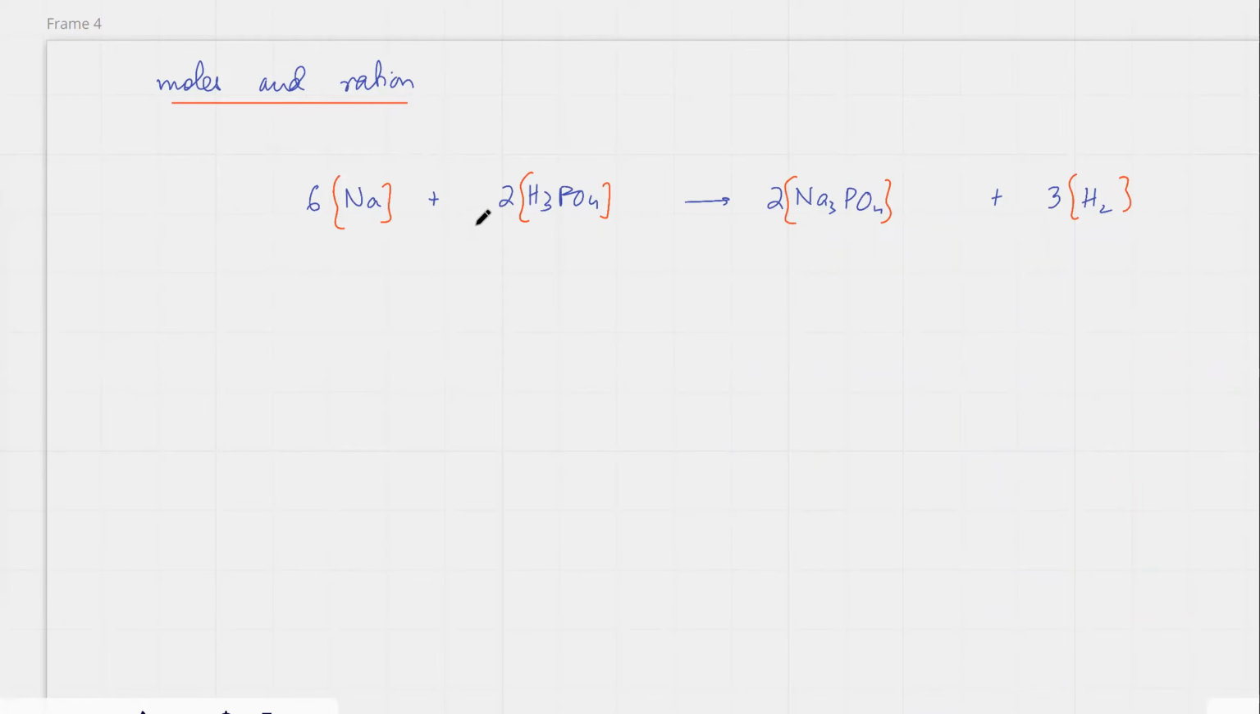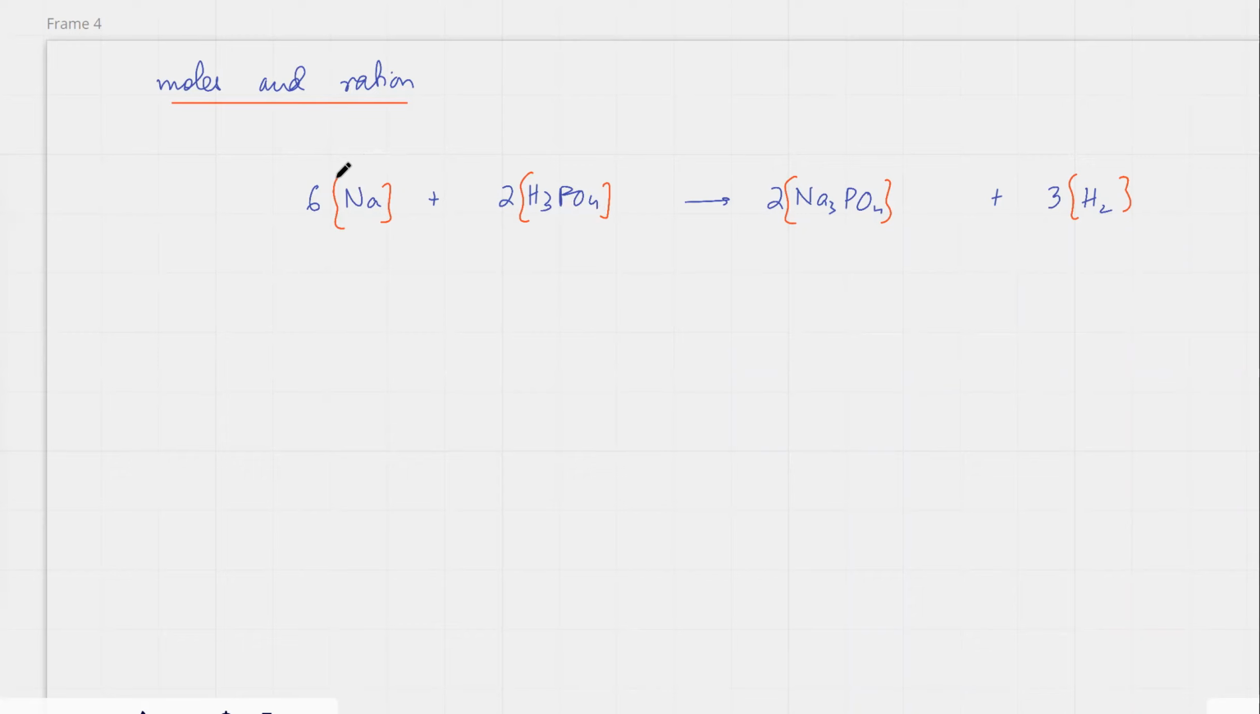Remember one thing, that the equation is like a recipe. It gives you what quantity is going to be mixed with the other substance. Like 2 phosphoric acid will react with 6 Na. So it gives you the ratio, the simplest whole number ratio. So it's the ratio of the moles. It's not the ratio of mass.